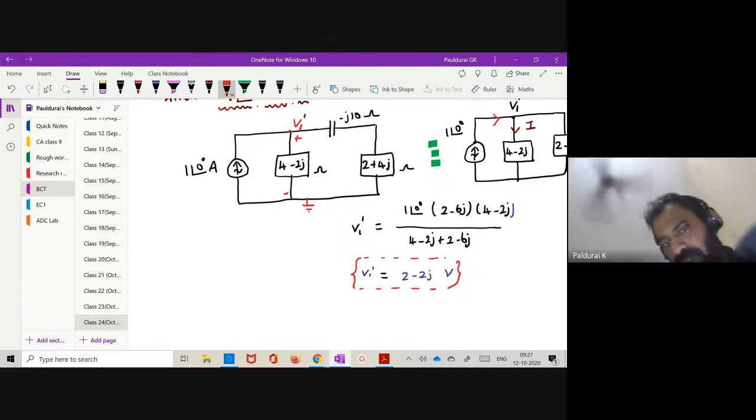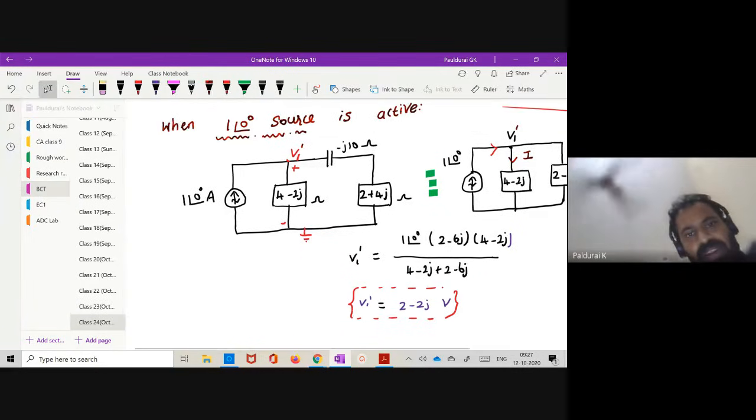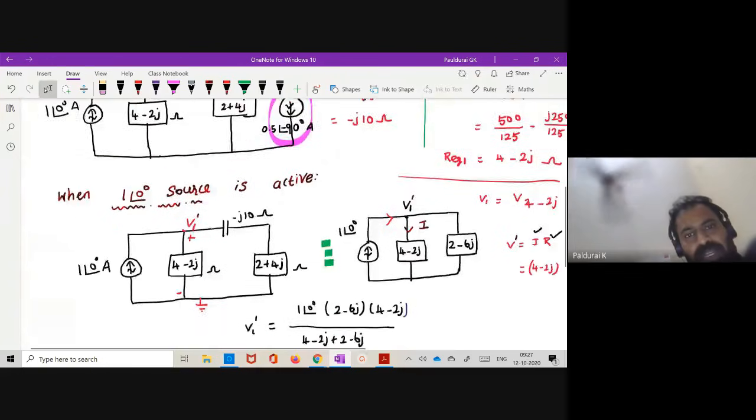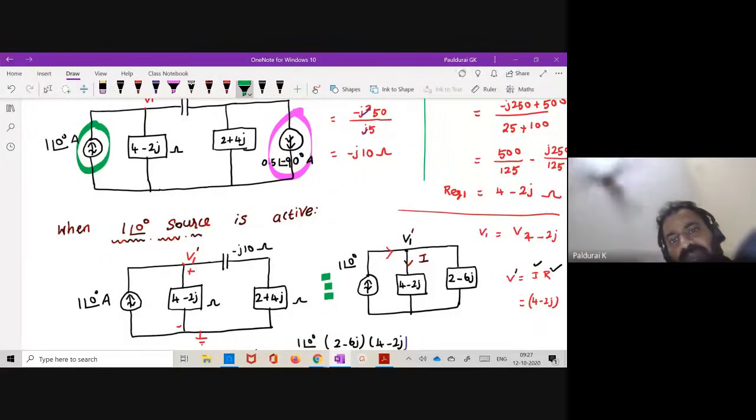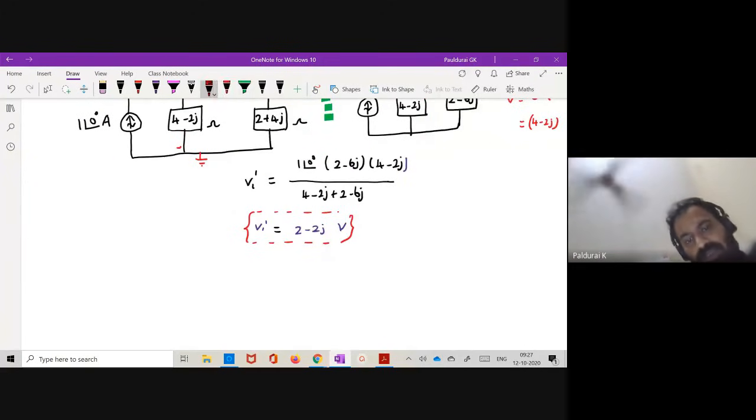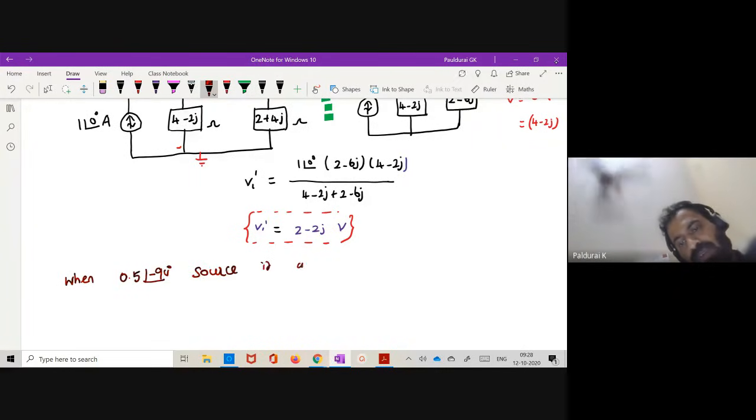Now, the next question. At this time, I want to kill this source, 1 at an angle of 0, and I want to activate 0.5 at an angle of minus 90 degree. So this time, what is the equivalent circuit? When the 0.5 at an angle of minus 90 degree source is active, you please draw the equivalent circuit.